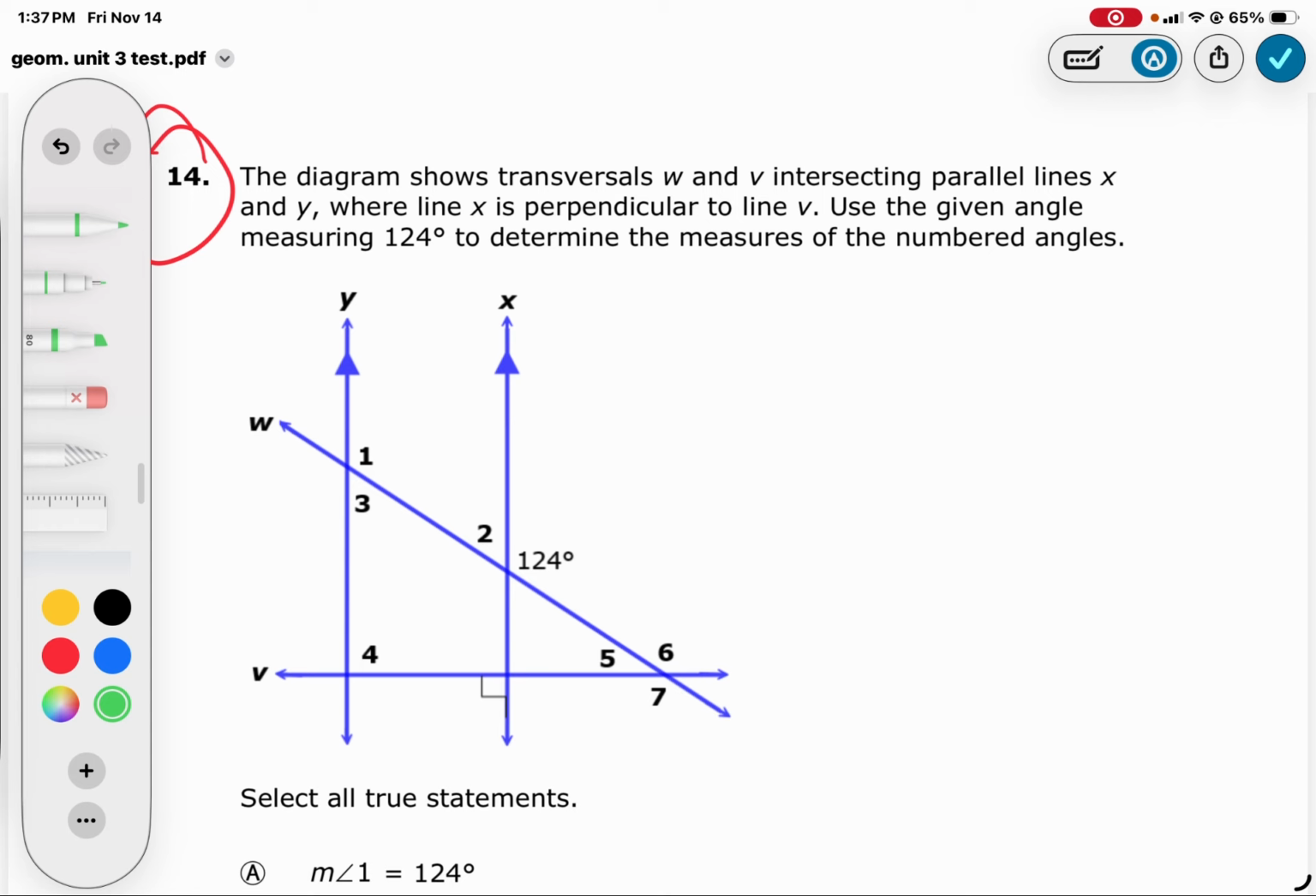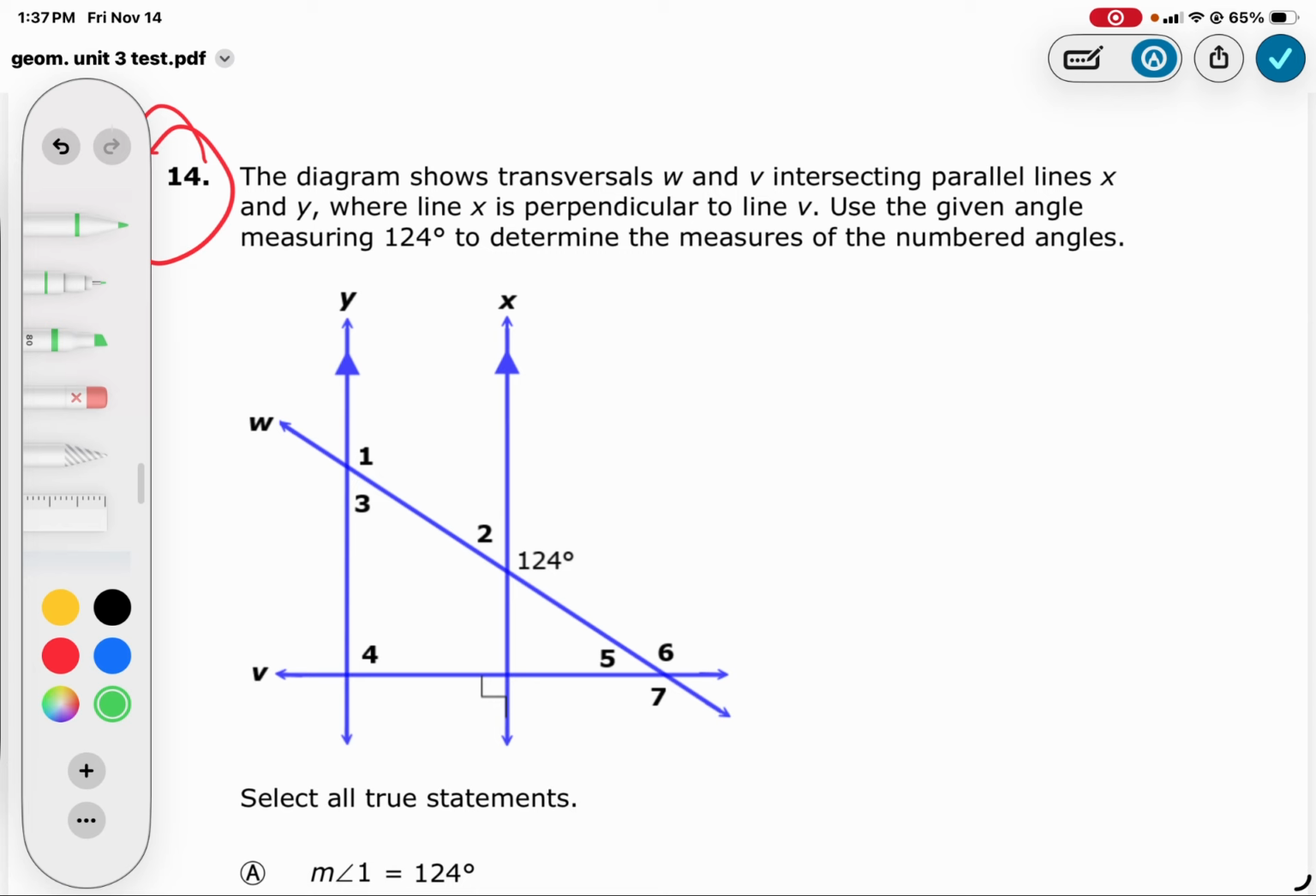We're going to talk about question number 14 from this Geometry Unit 3 test. They give us a diagram here, and the directions say the diagram shows transversals W and V intersecting parallel lines X and Y, where X is perpendicular to V. Use the given angle measure, 124 degrees, to determine the angle measures of the numbered angles.